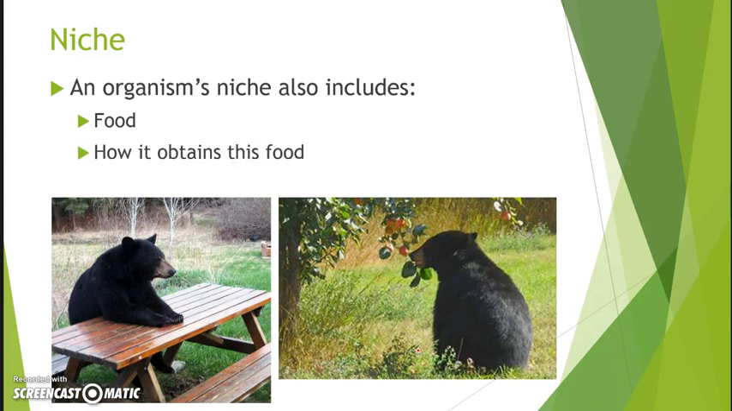And so the niche also includes food, how it obtains this food, and which other species use the organism as food. So in the case of a bear, nothing's necessarily going to eat a bear, but it will be decomposed when it dies. So back to our bullfrog example. A mature bullfrog catches insects, worms, spiders, small fish, or even mice. Predators such as herons, raccoons, and snakes prey on bullfrogs.